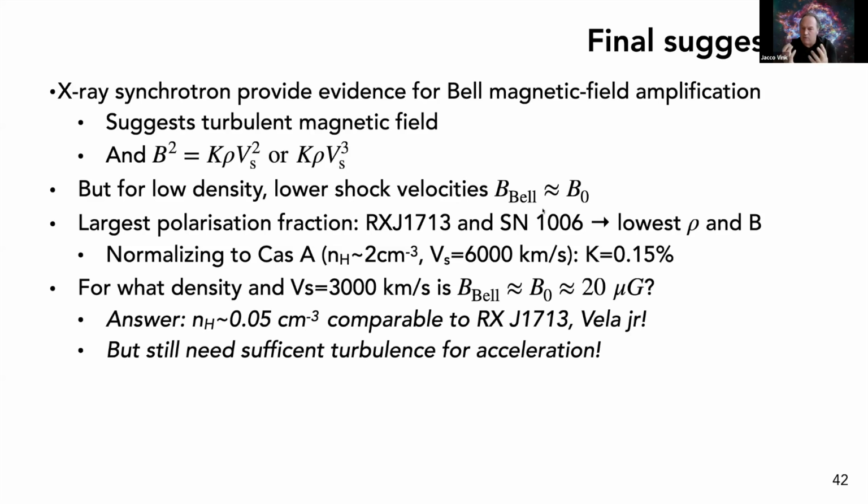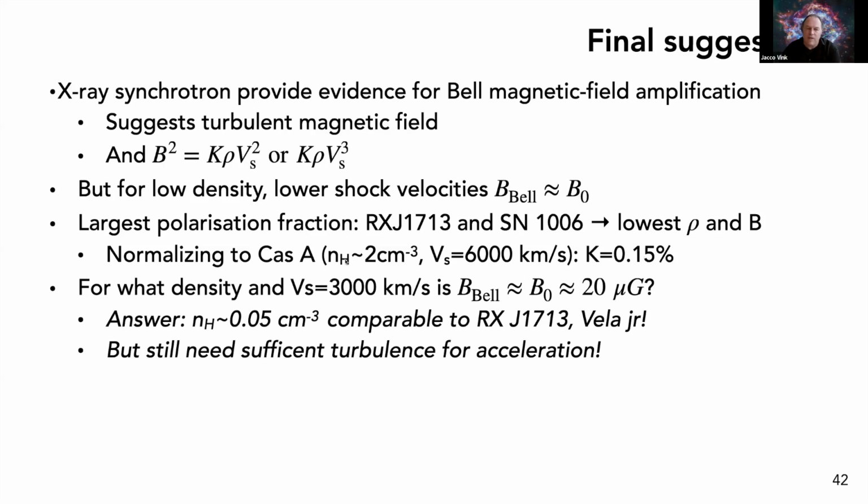So where do we expect this turnover point? What we can say is that if we normalize everything to Cas A, where the density at the forward shock is around 2 per cubic centimeter and the shock velocity is around 6,000 kilometers a second, then we can see what this K is. It's around 0.15%.